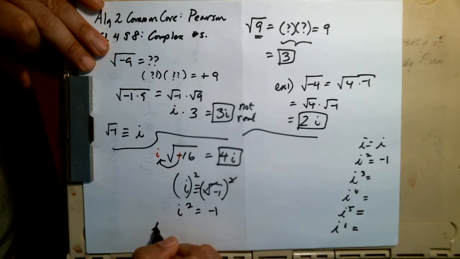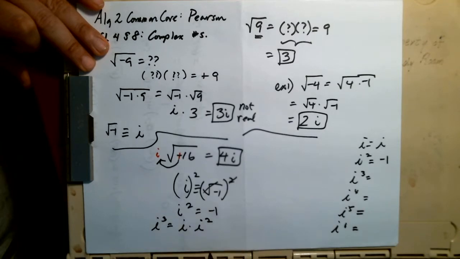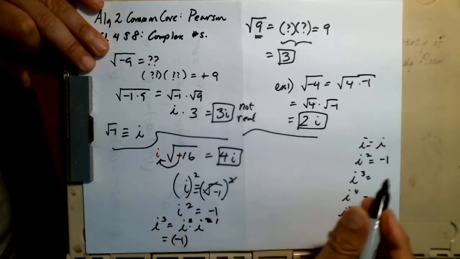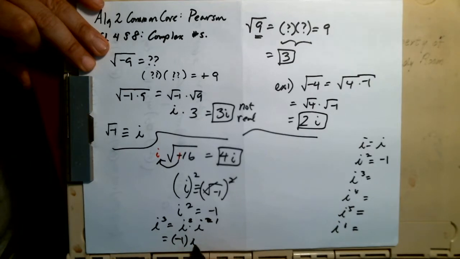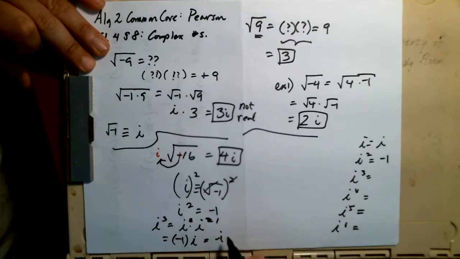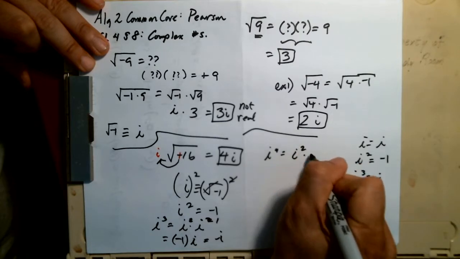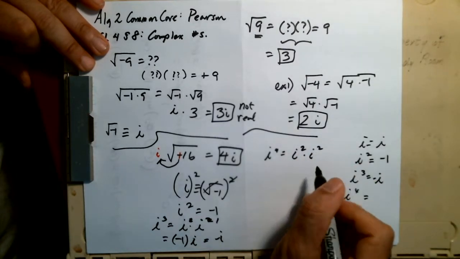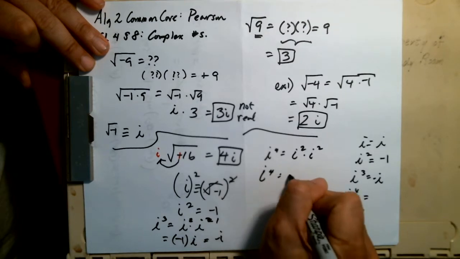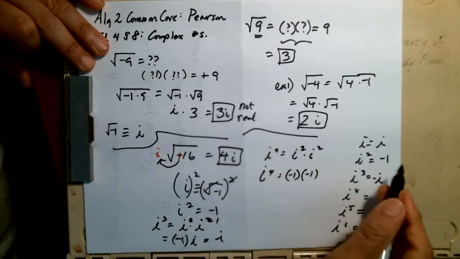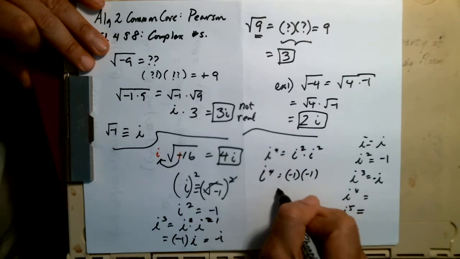i cubed is the same thing as i times i squared, or i squared times i. Well, i squared is negative 1, because we just figured that out, times i is negative i. And then we want to figure out what i to the 4th is. Isn't that i squared times i squared? i to the 4th is equal to negative 1 times negative 1. We just figured out what i squared was. Positive 1.